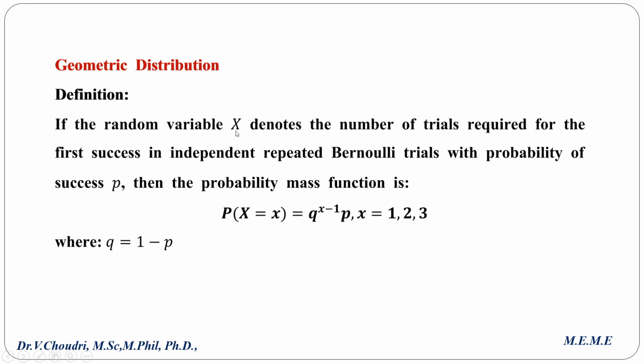So what is the random variable x? Number of trials required for the first success. How many Bernoulli trials are there? Independent repeated Bernoulli trials. So however the trials go on, we have to take the first success, that is p. Remaining under q.